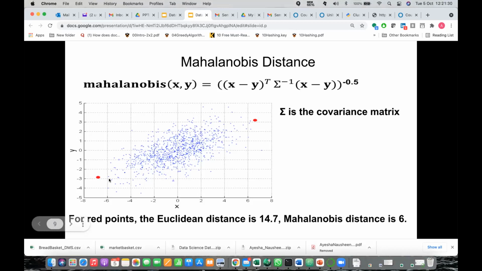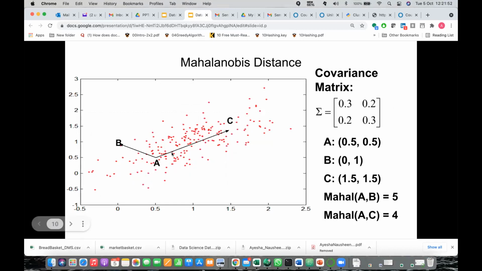Whereas in the X dimension, it goes from -7 to 7, so it is almost 14.7. So whichever dimension has the smaller distance, that will come in Mahalanobis. In supremum, whatever distance you have as the maximum in any dimension, that will come as the supremum.